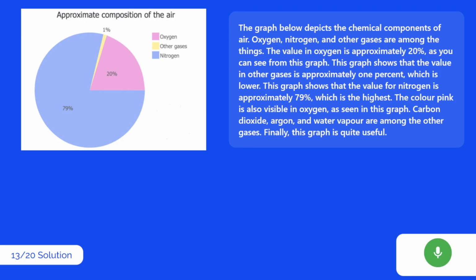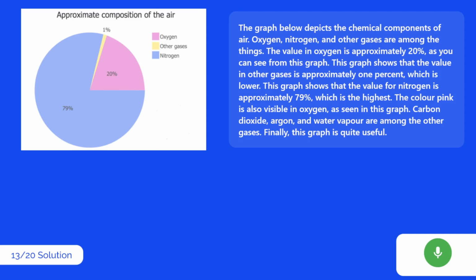The graph below depicts the chemical components of air. Oxygen, nitrogen, and other gases are among the things. The value in oxygen is approximately 20%, as you can see from this graph. This graph shows that the value in other gases is approximately 1%, which is lower. This graph shows that the value for nitrogen is approximately 79%, which is the highest.